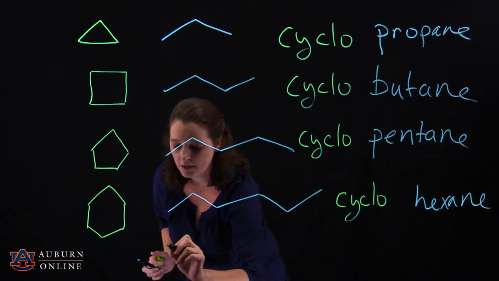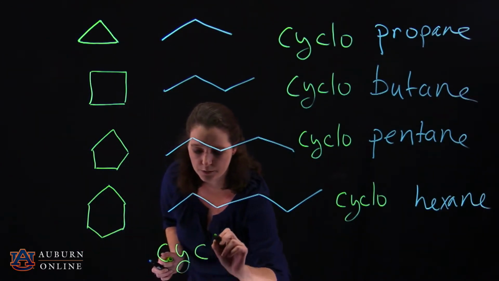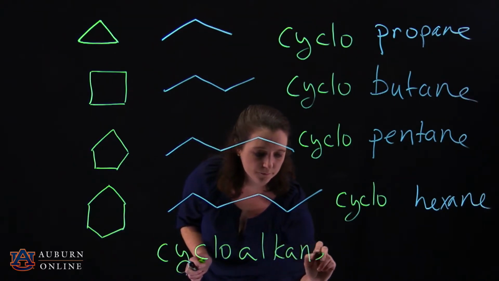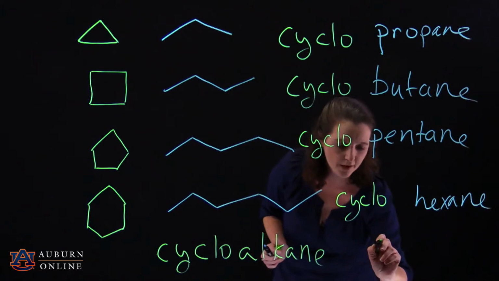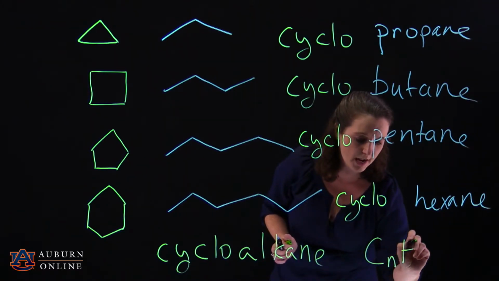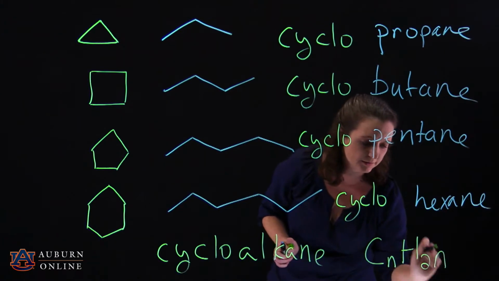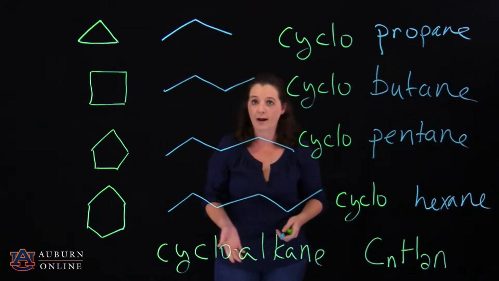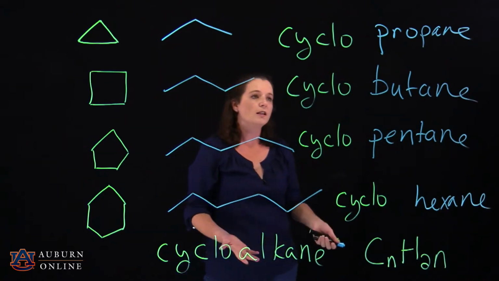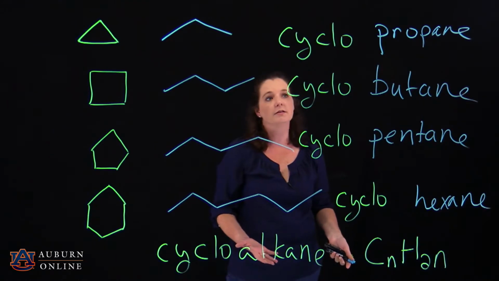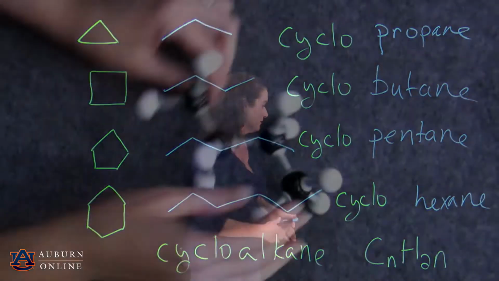So altogether, these are my cycloalkane structures, where for N carbons, I'm going to have 2N hydrogens. So, why is this important? Well, let's look at this now in our thinking about taking it into our 3 dimensions.